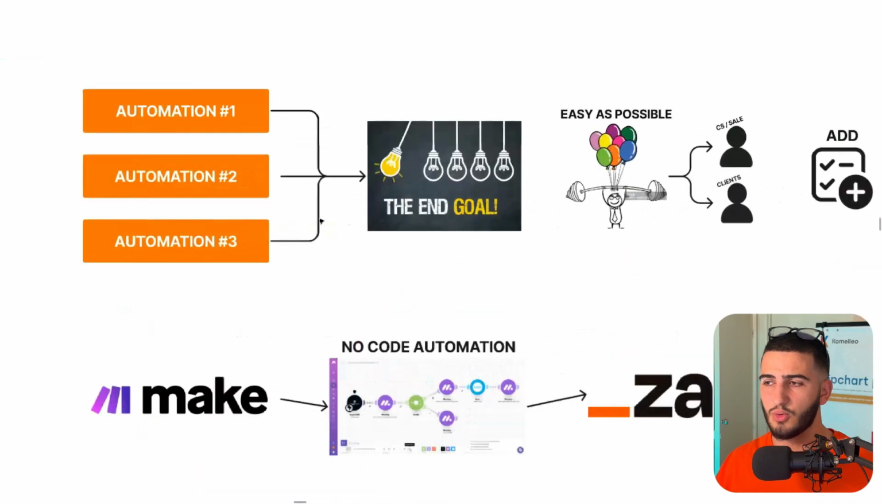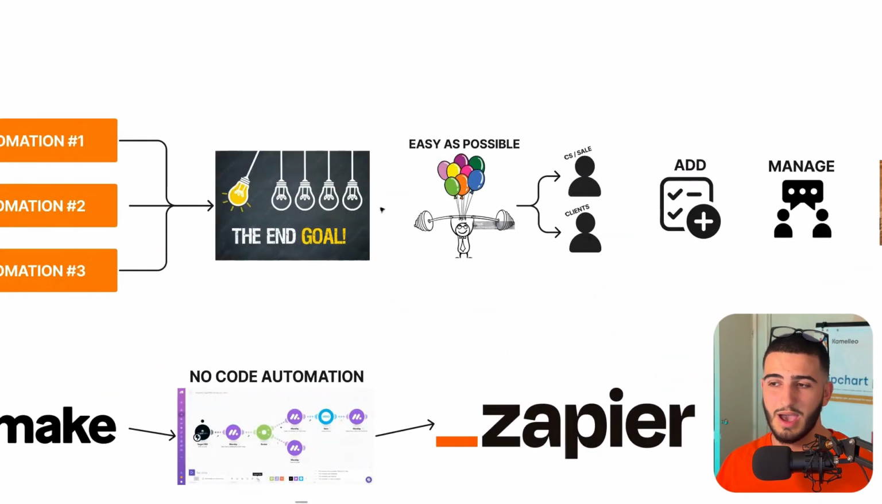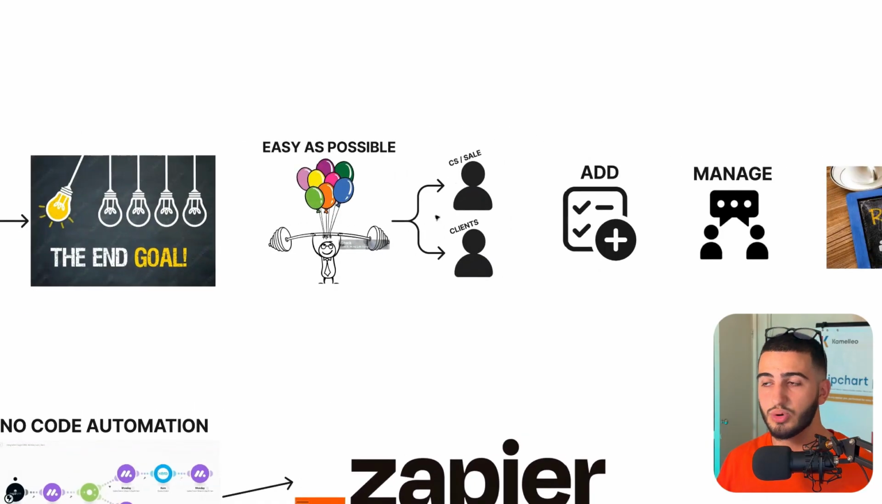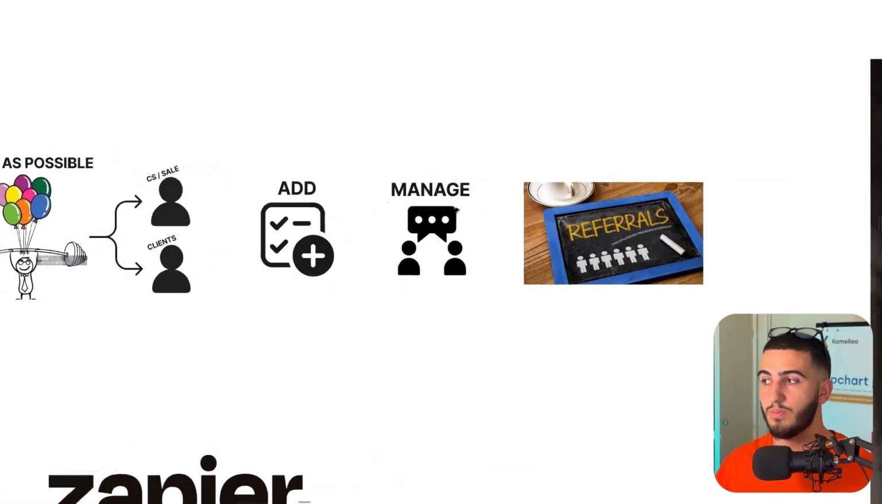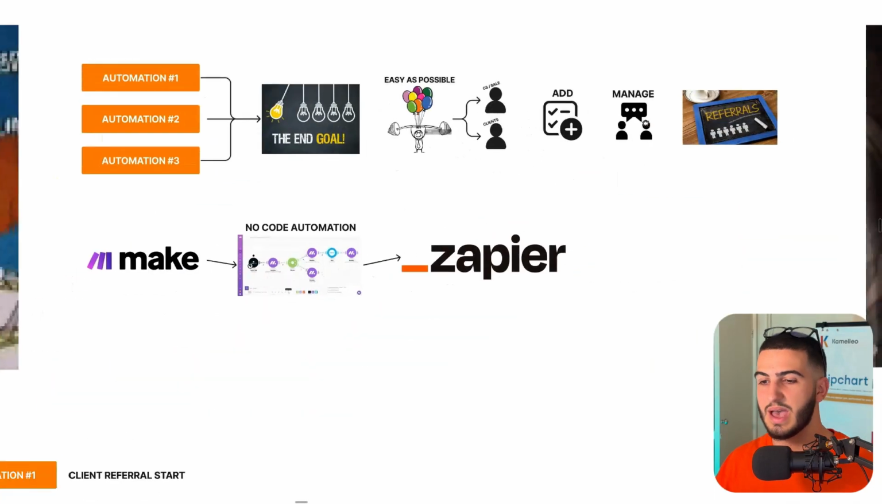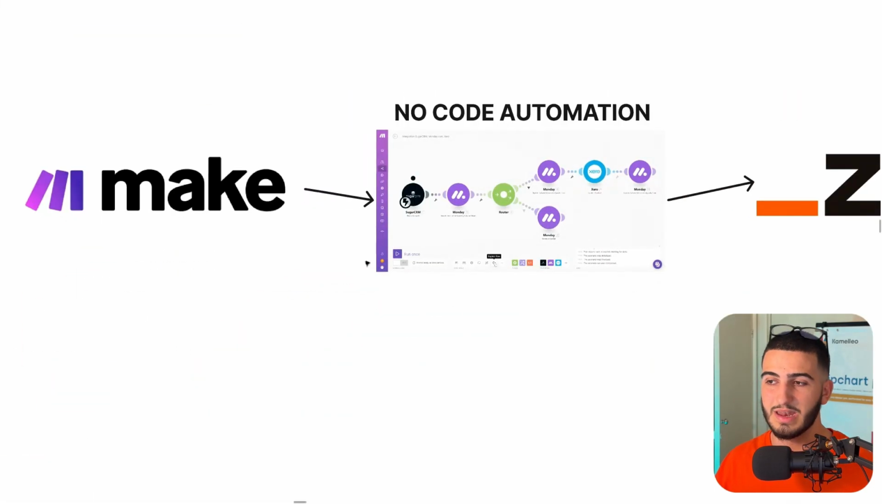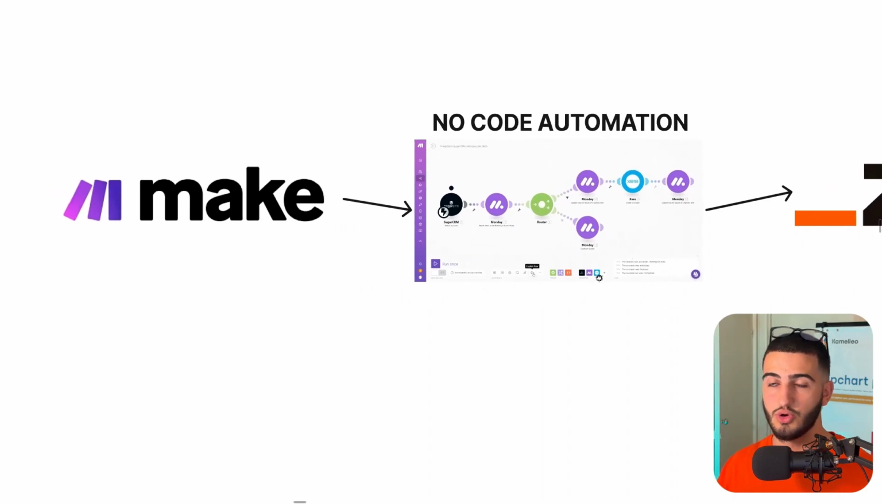So in this example, we're going to be building 3 different automations. And once again, the end goal here is just to make it as simple as possible for your customer success managers or your clients to firstly add different referrals, but most importantly, actually manage the referrals and the different rewards associated to it. In this example, we're going to be using Make.com as our no-code automation platform.